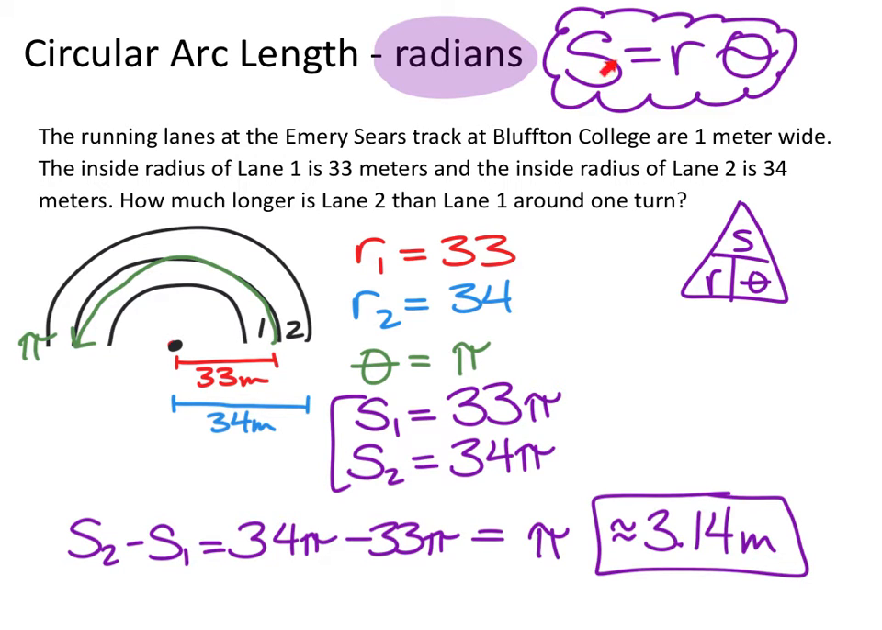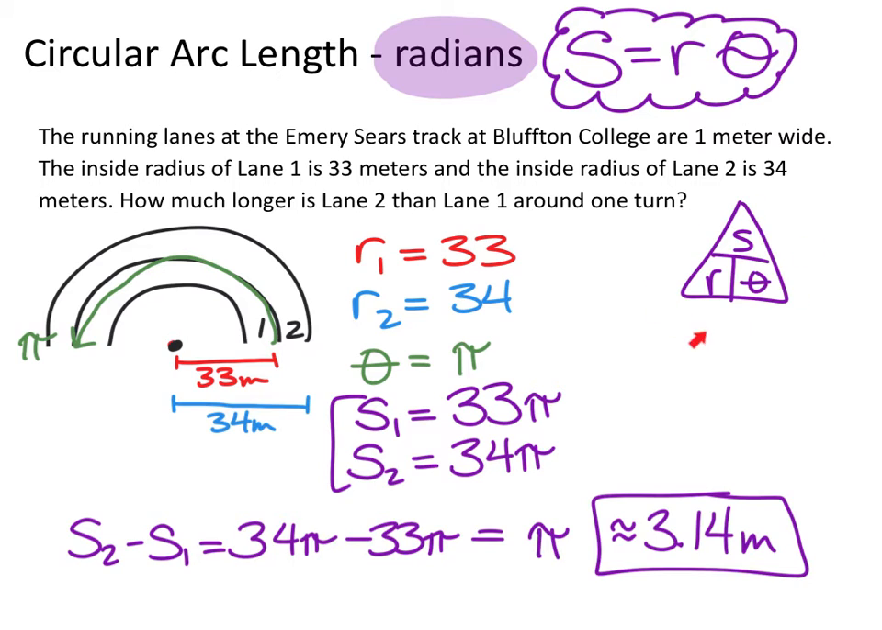Okay, so here we get to that arc length formula. Remember, S is arc length. So arc length is equal to the radius of the circle times theta. Now be sure you notice this is measuring in radians. So if you're given a degree measurement, you'd either have to transform that degree measurement into radians or use the formula on the next slide, which we'll get to in a second.